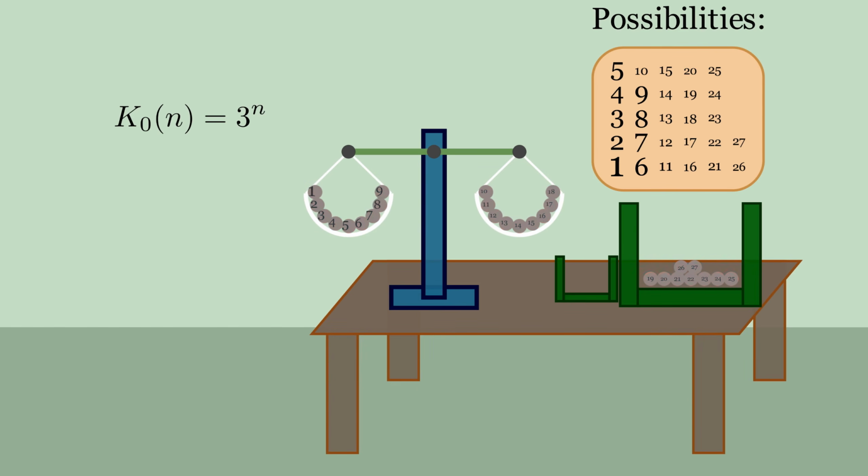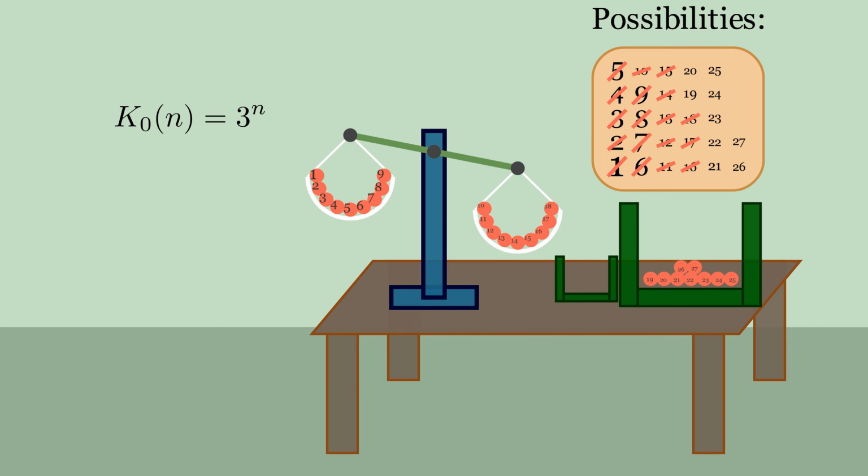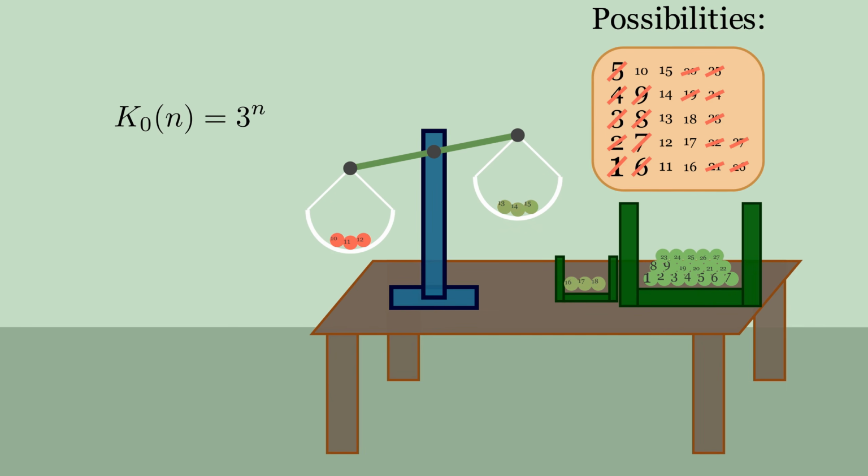Let's say we know the odd coin is heavier than the rest. If the scale balances, then the odd coin is in the set that wasn't weighed. And if it didn't balance, the coin is in the heavier side of the scale. We can discard the rest and repeat this process until we're left with the odd coin.